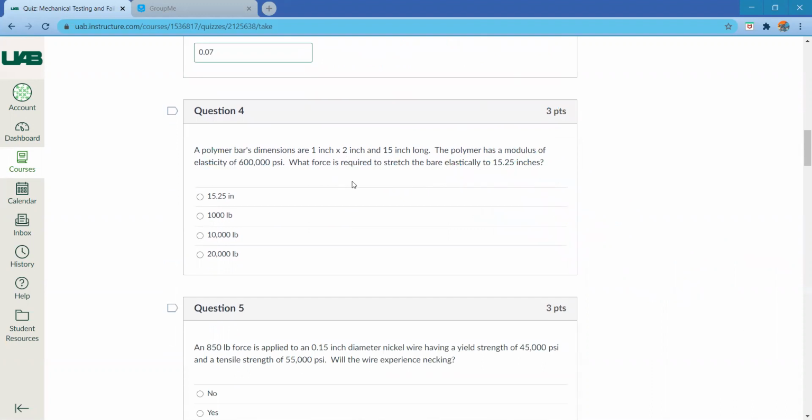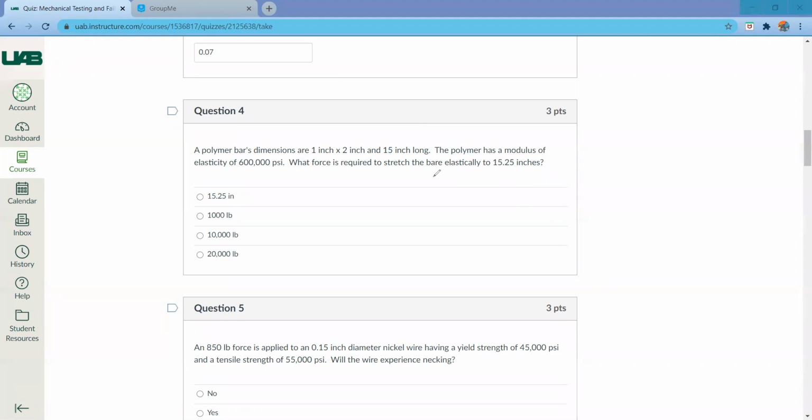A polymer bar's dimensions are 1 inch by 2 inch and 15 inches long. The polymer has a modulus of elasticity of 600,000 psi. What force is required to stretch the bar elastically to 15.25 inches? All right, so a polymer bar's dimensions are 1 inch by 2 inch and 15 inches long. The polymer has a modulus of elasticity of 600,000 psi. What force is required to stretch the bar elastically to 15.25 inches?